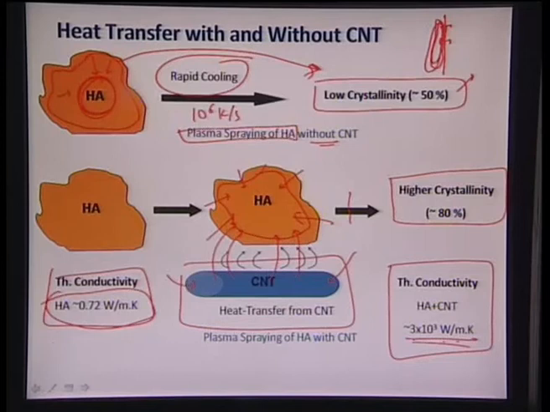In case of without CNT, it undergoes very rapid cooling, on the order of 10 power 6 kelvins per second, and it induces very low crystallinity into the material. But once we have carbon nanotubes near the hydroxyapatite splats, because of the higher thermal conductivity of CNT, which is around 3000 watts per meter Kelvin, it captures much more heat while it is in the plasma plume.